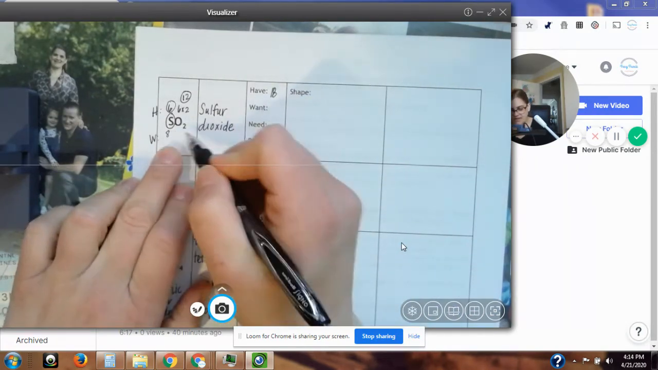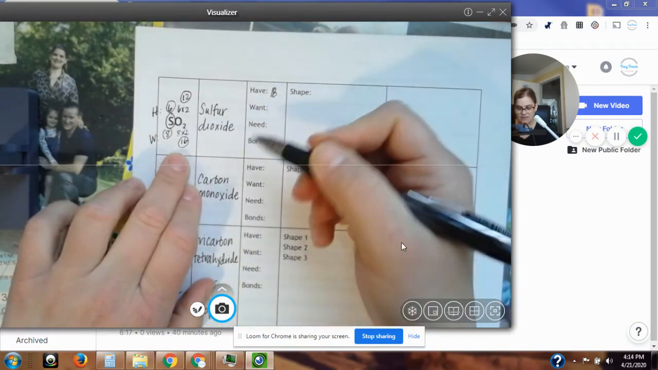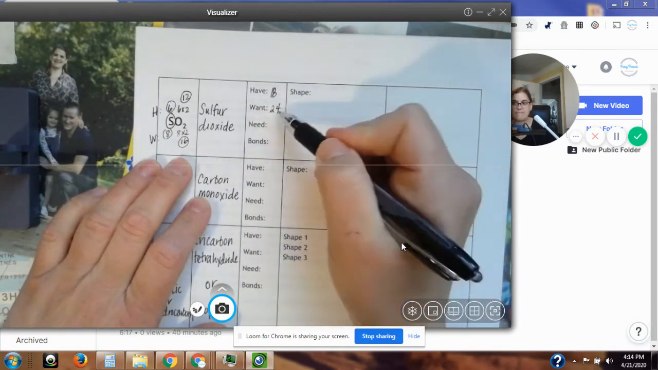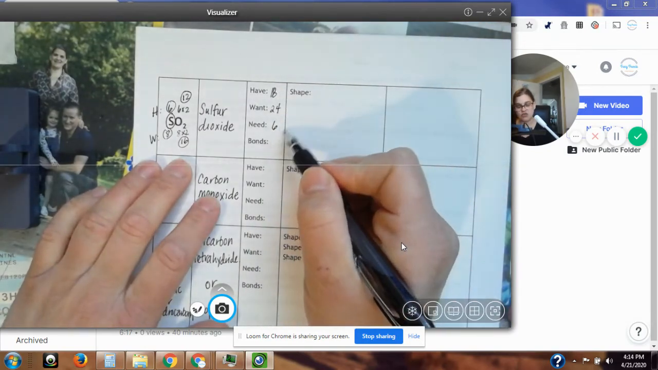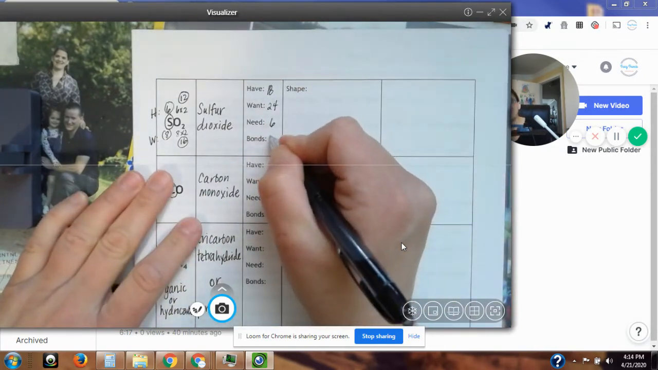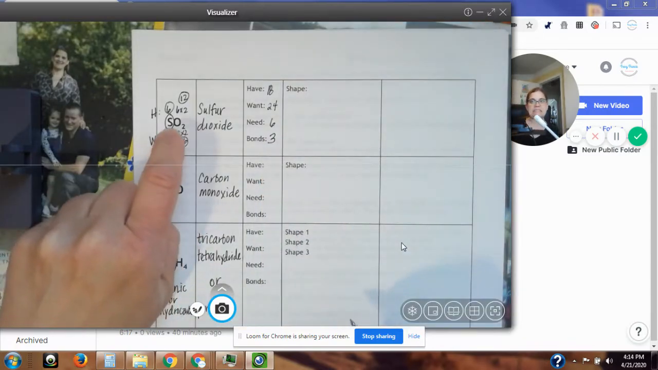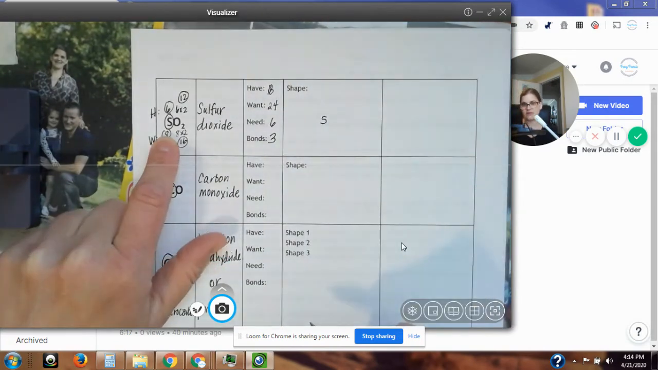Sulfur wants 8. 8 times 2 is 16. So really 3 that need 8. So that's 24. 24 minus 18 is 6. Divide that 6 by 2 because there's 2 electrons per bond, and we get 3 bonds. I've already circled my central atoms, so I'm going to write sulfur in the center here.